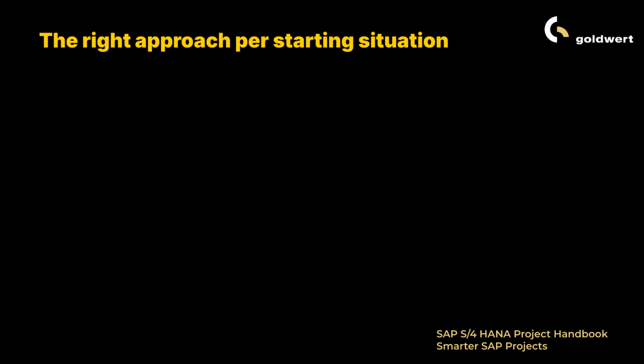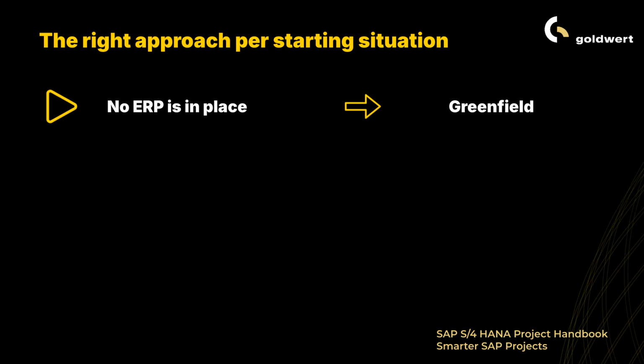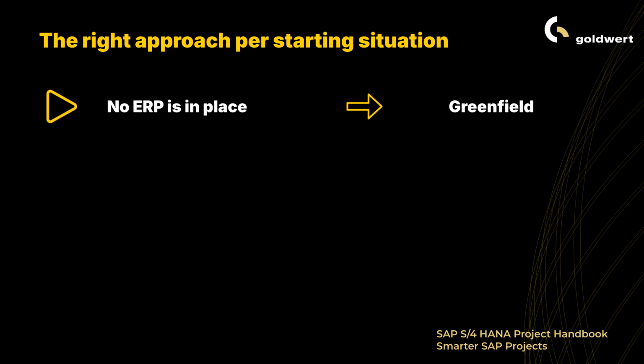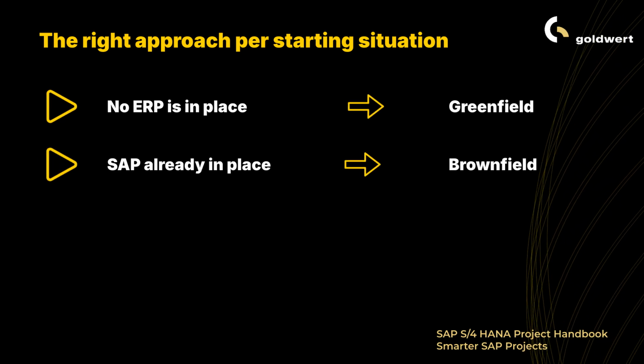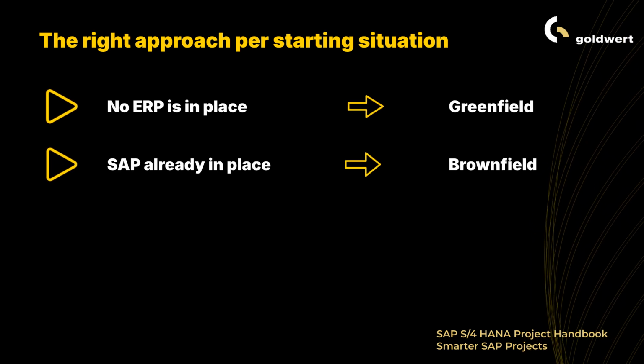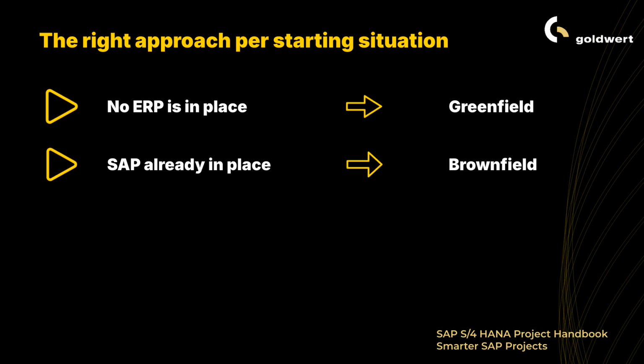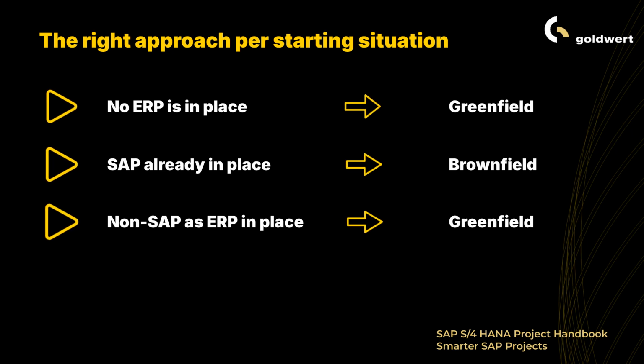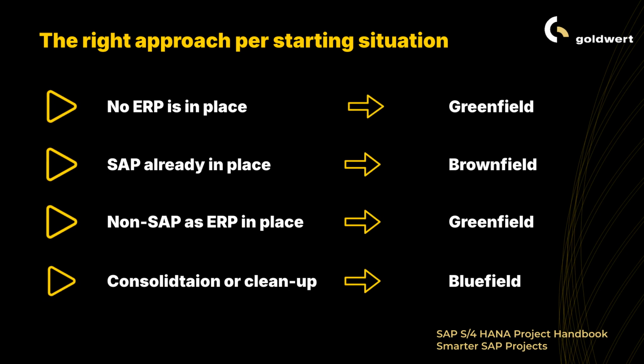What does this mean in 3 typical starting situations? First, if no ERP system is in place, Greenfield is usually the appropriate approach. Second, if an SAP system already exists, Brownfield is often the best choice when core processes are still working well and the technical transition should be completed quickly. Third, if a non-SAP system is currently in use, Greenfield is in most cases the standard path. Bluefield becomes relevant when consolidation or selective cleanup is required at the same time.